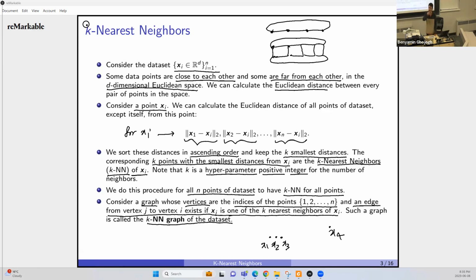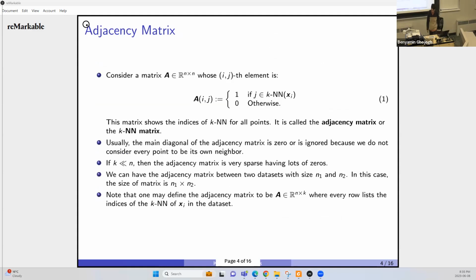Its vertices correspond to the points in the data set. Its edges show whether they are nearest neighbors or not. Consider a matrix A, which is n by n, whose ijth element is this. Aij is 1 if j is one of the k nearest neighbors of xi. Otherwise, it's 0. Is this matrix necessarily symmetric? No. For the reason I talked about. So Aij is a bunch of zeros and ones. Ones mean that there is an edge in the k nearest neighbor graph. 0 means there is no edge between these two vertices.